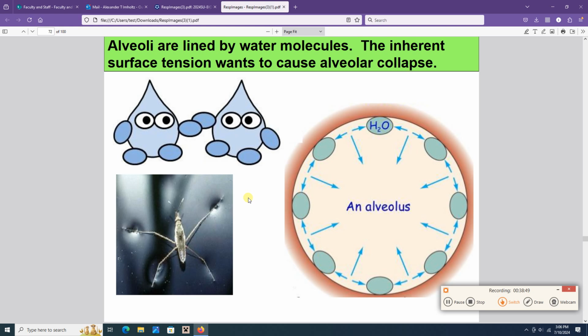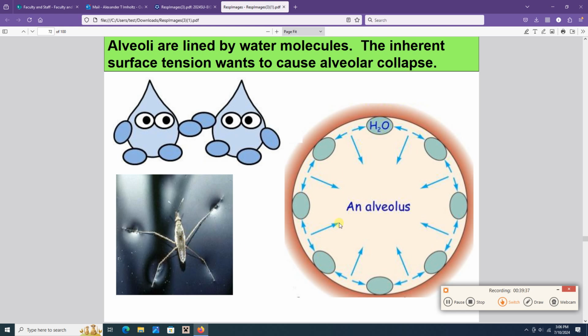So that's resistance. There's another thing we got to consider, though. My alveoli, which remember are my little tiny circular microscopic lung structures where gas exchange happens. My alveoli are lined by water molecules. Water molecules love water molecules. So the water molecules lining an alveolus actually want to coalesce in the middle. And that's called surface tension. And surface tension of water is going to want to make the alveoli collapse. Water really likes other water molecules. That's why this water strider can walk on water here.